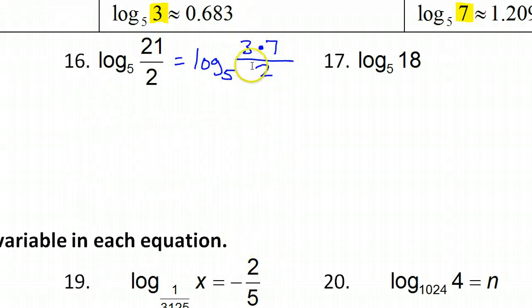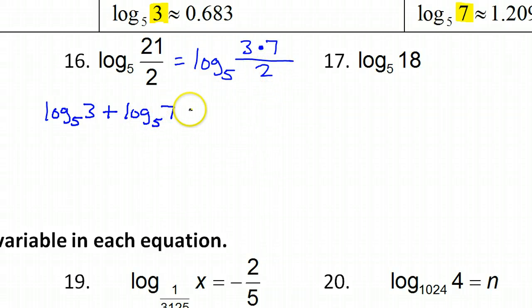We can do it in one step if we realize that anything in the numerator is going to give us a positive term, and anything in the denominator will give us a negative term. So this is going to be positive, positive, and negative. So this would be the same thing as having log base 5 of 3, positive, and then this one will also be positive, so log base 5 of 7. Now this one in the denominator will be negative, so negative log base 5 of 2. That allows us to do it all in one shot.